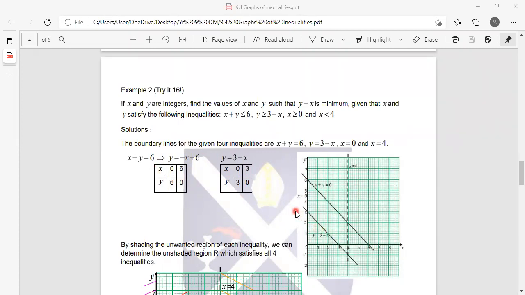Okay, once you draw the lines, you see you have y equal to 3 minus x. Make sure you label the border lines: x plus y equal to 6, the y-axis, and x equal to 4, the dotted one. Once you have these drawn, we will now shade the unwanted region to find the required region.